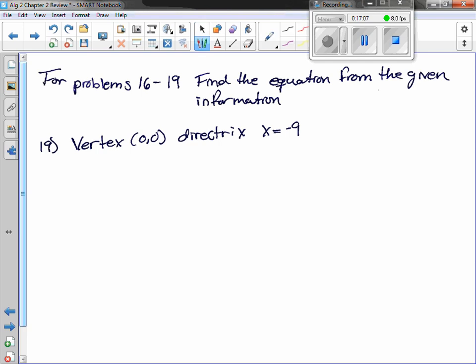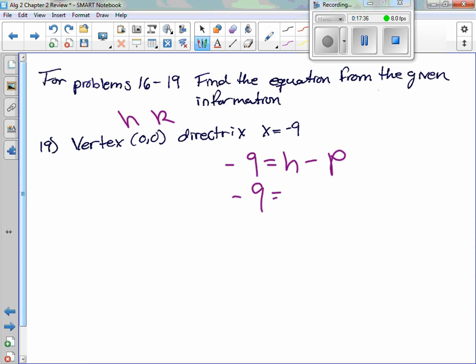All right, let's look at this one here. Number 18. The vertex tells me that the values of h and k are 0, 0, yes? Now the directrix tells me x equals h minus p, yes? So this is saying that negative 9 is equal to h minus p. Well, what did we say the value of h was? 0, yes? So 0 minus p. Negative 9 is equal to negative p, yes? Are we good so far?